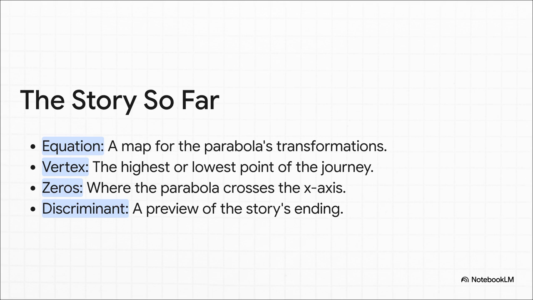So, there you have it. That's the story of a parabola in a nutshell. It all starts with its equation, which is basically the map for its journey. It hits that big, dramatic moment at the vertex. It finds its end, its resolution, at the zeros. And the whole time, there's this little secret code, the discriminant, that gives you a hint about how the whole thing is going to wrap up.